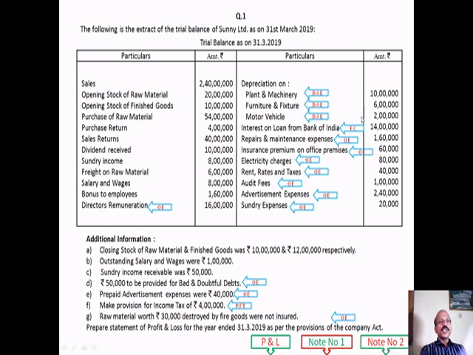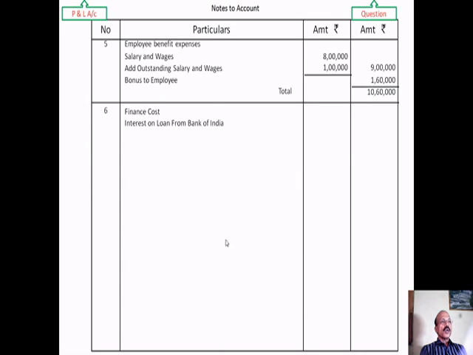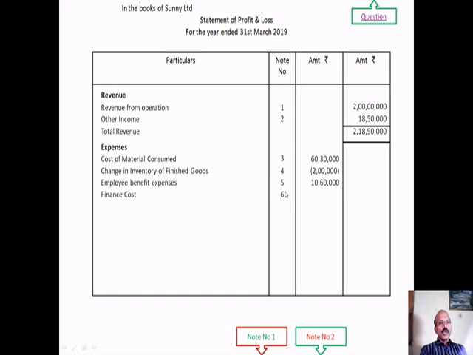Financial cost, FC, is here. Interest on loan from Bank of India. It's a financial charge. A financial cost goes to the profit and loss account. Let us see any further item in adjustment. No, there is no further financial cost. So it goes to financial cost. Interest on loan from Bank of India, a total of 14 lakh, will be charged to finance cost. Working note number 6 is 14 lakh.